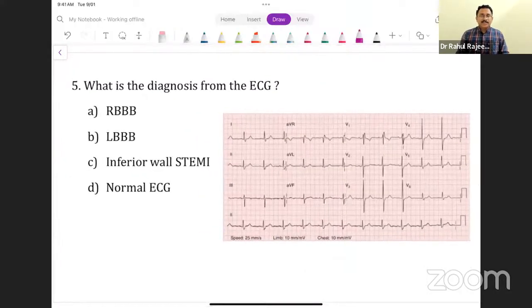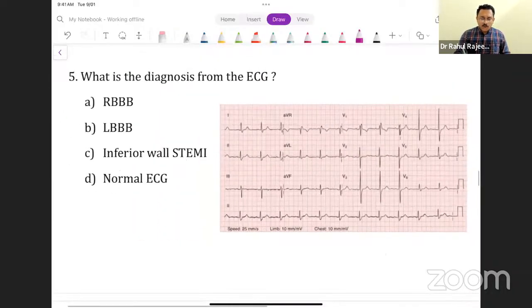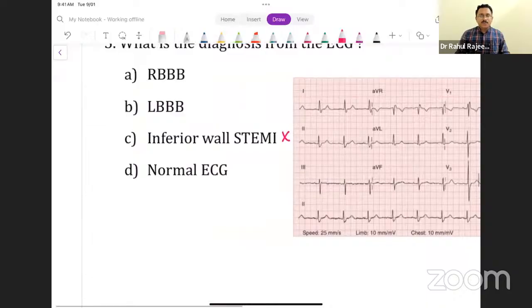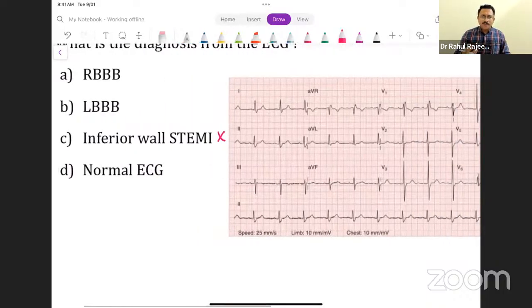Now coming to question number 5. What is the diagnosis from the ECG? You can look at the options: RBBB, LBBB, inferior wall ST elevation MI, and normal ECG. Well, if you look at the ECG, I can straight away eliminate option C. Why can I eliminate option C? Because I am not noticing any sort of ST segment elevation in any leads. So already inferior wall ST elevation MI is out.